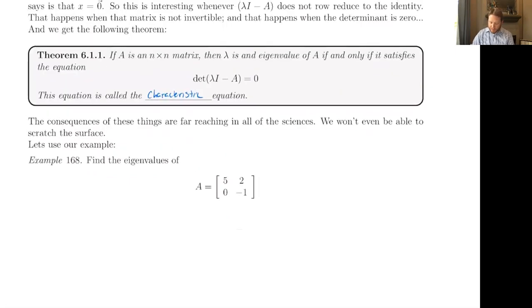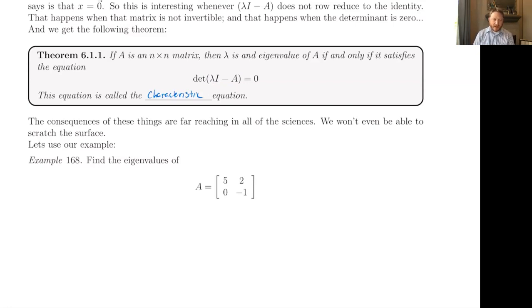Oh, before I do that, some books do A minus lambda I. I do lambda I minus A. This is how I learned. This was the way I stuck with it. Some books go the other way around. It's totally fine to do A minus lambda I. It will give you the exact same lambdas.